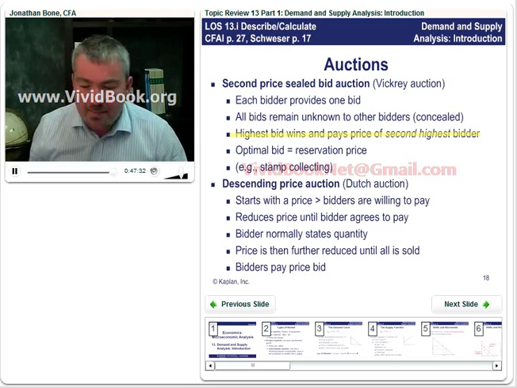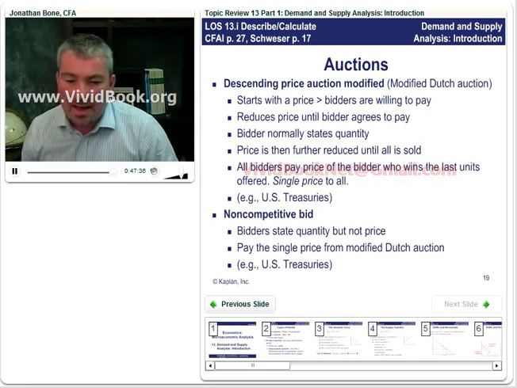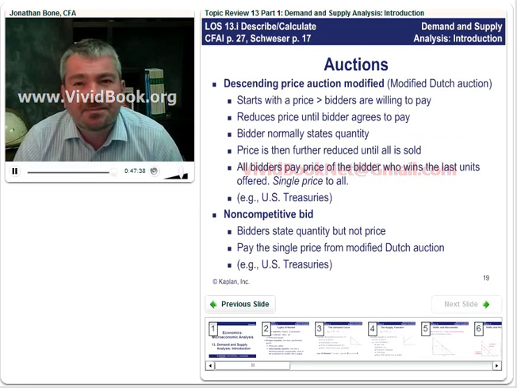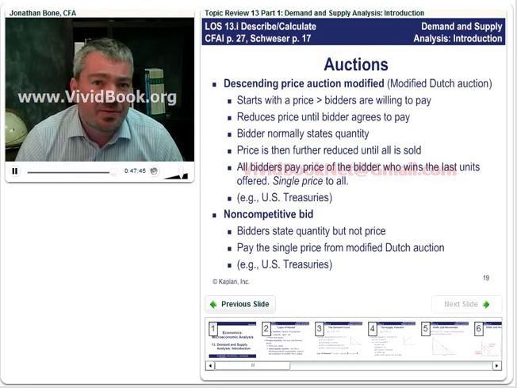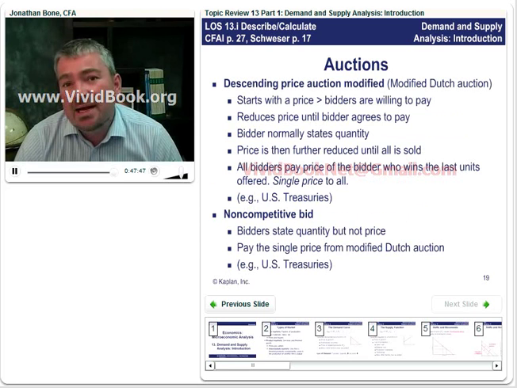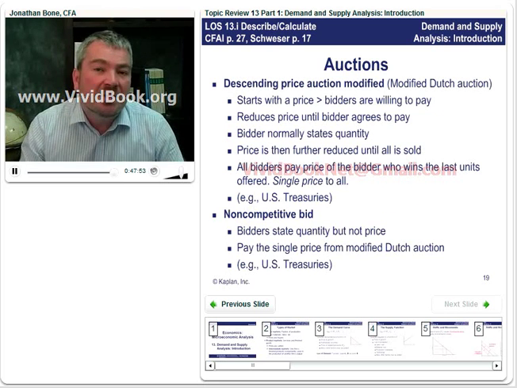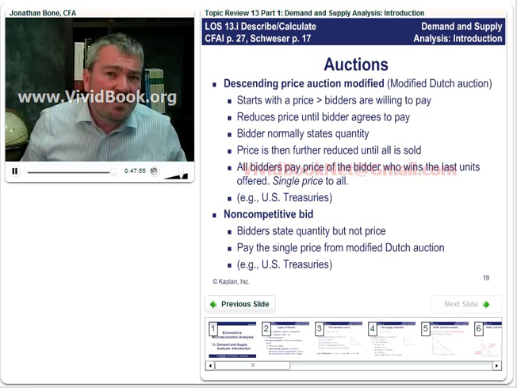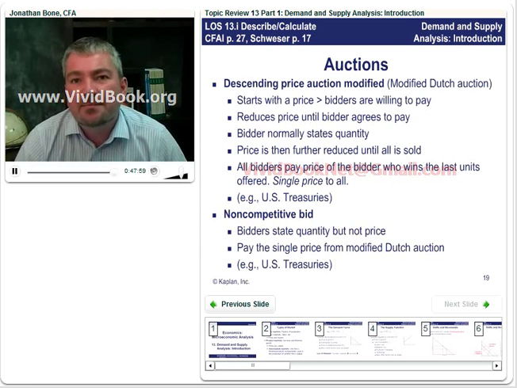Now let's compare that to a modified Dutch auction. And modified Dutch auctions are common in government bond issuance. We see it as the mechanism that's used to issue US treasuries. We also see it in the UK as the mechanism that the Debt Management Office uses to issue UK government gilts, which is just the UK version of a US treasury. So this is very common in government bond markets.